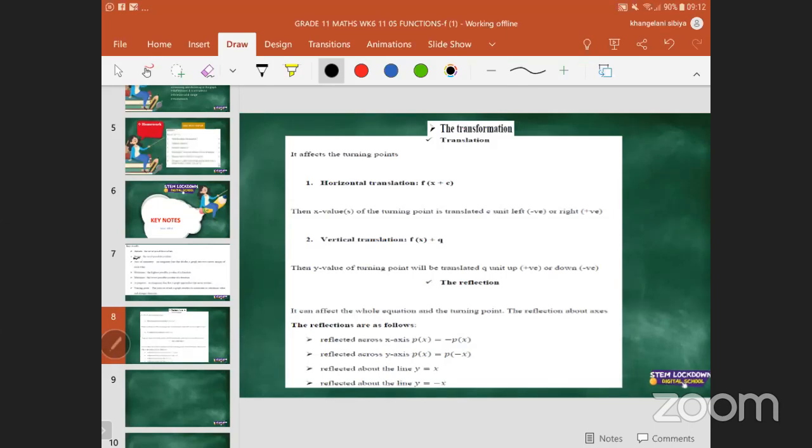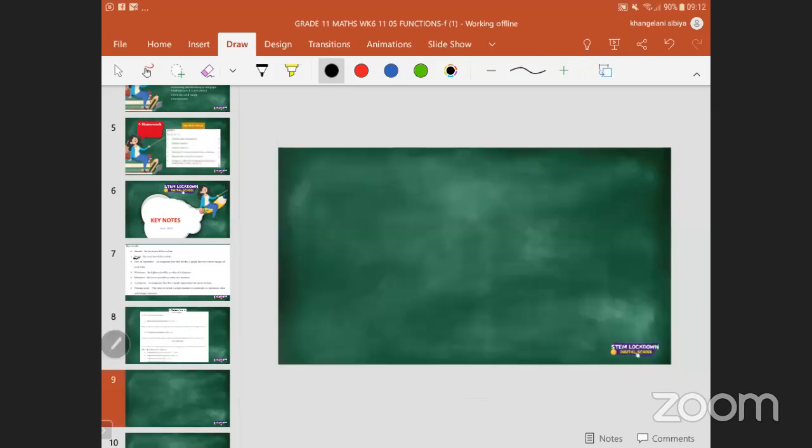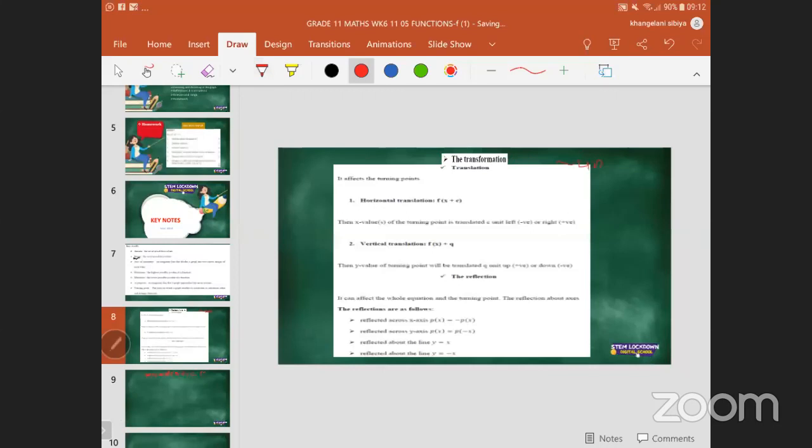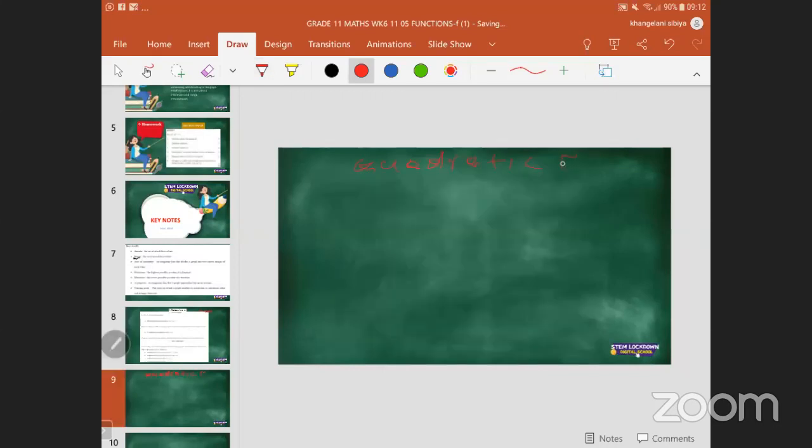So, folks, let's start our lesson. Here is our new slide of blank one. Today we are looking at what we call a parabola, or we call it quadratic functions. Sorry about my writing. Sorry, the slide is moving a little bit.